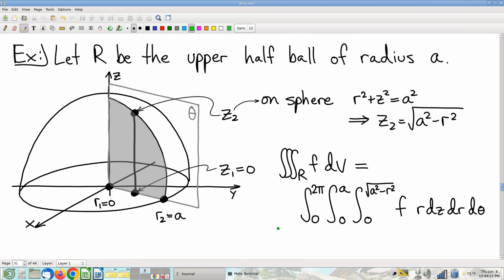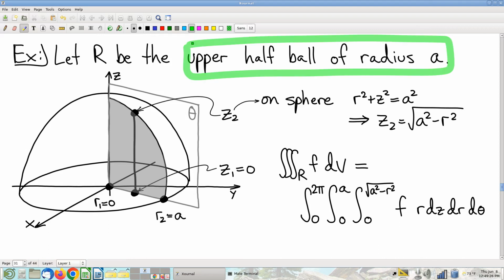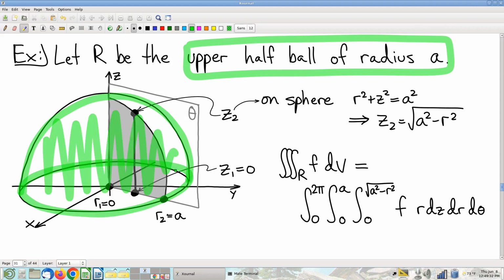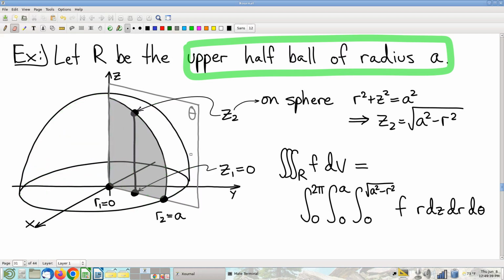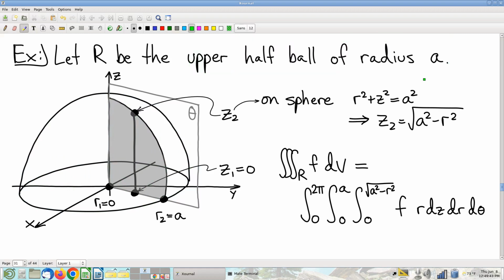So here is an example. We've got this, what we call upper half ball of radius a. So it's this solid region there. It's going to be our domain for a triple integral. How would we rewrite this in cylindrical coordinates? Well, just to get the ball rolling, I'm going to do dr d theta on the outside. You could do this either way.